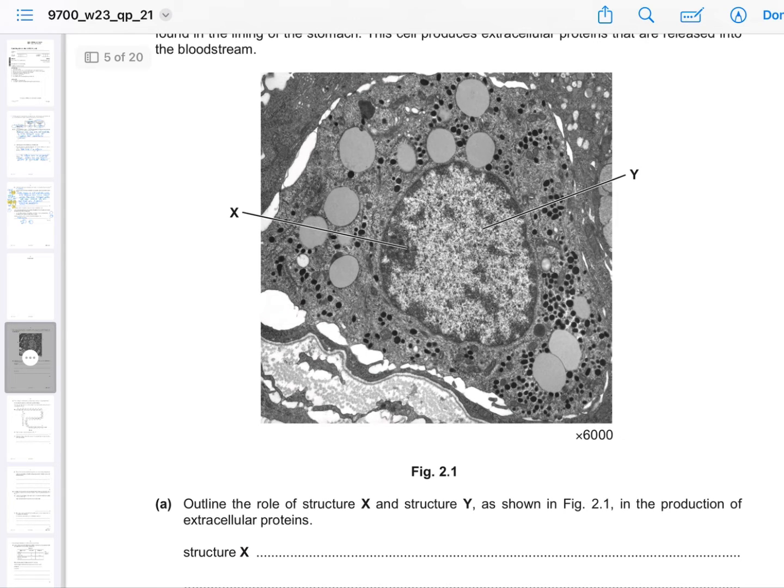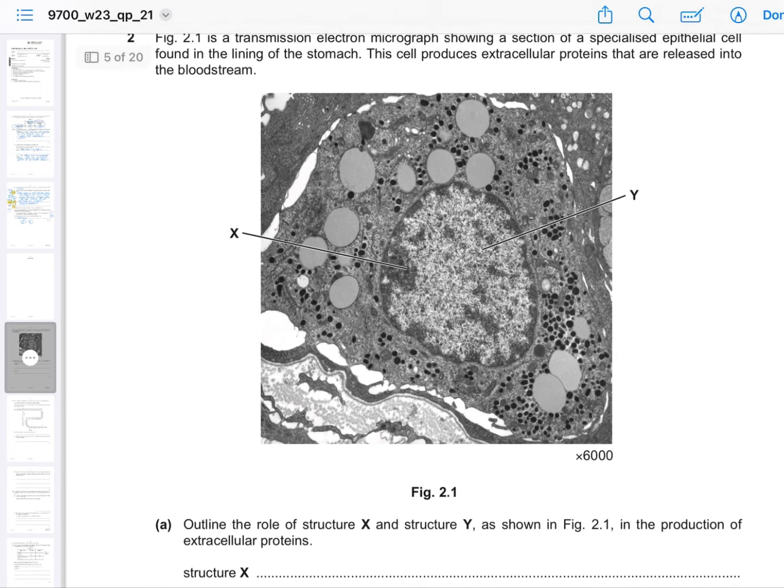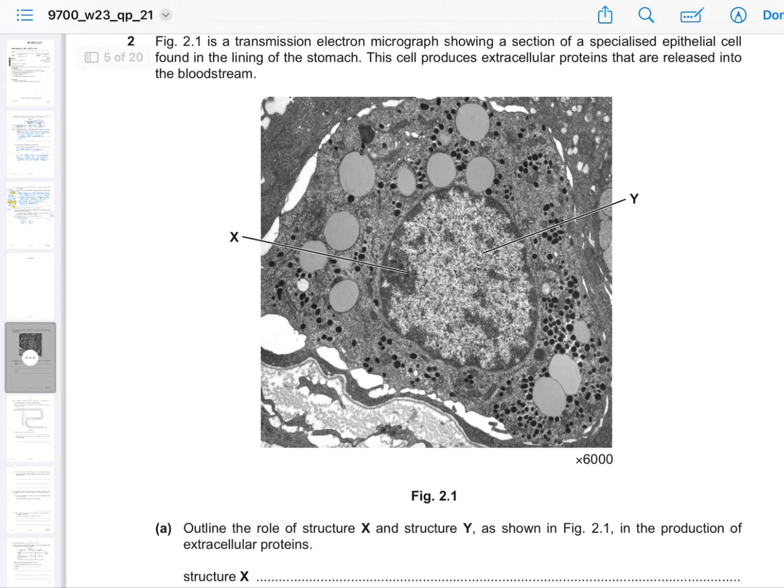Part A asks you to outline the role of structure X and structure Y as shown in figure 2.1 in the production of extracellular proteins. Epithelial cells are cells that are found lining many body parts, for example, the skin and blood vessels. And in this case, these epithelial cells are found lining the stomach.